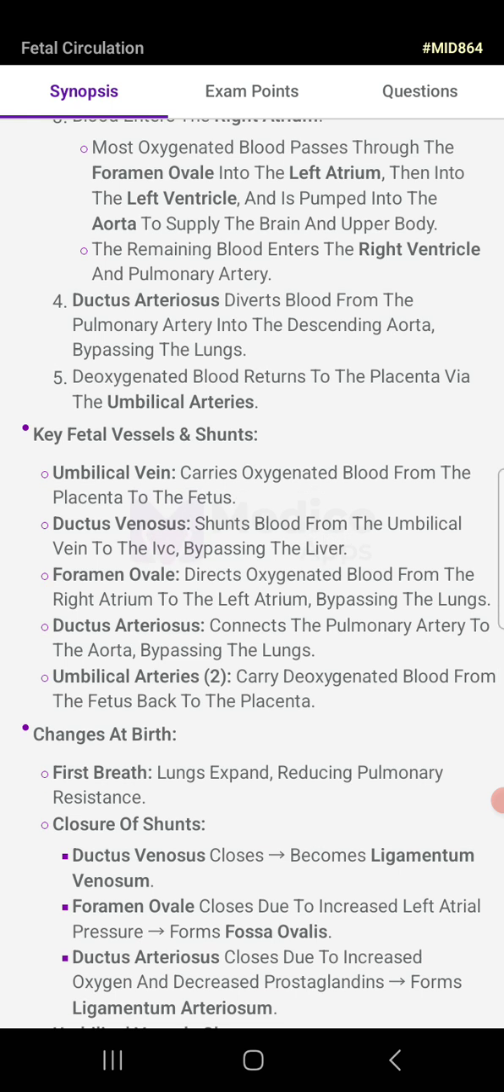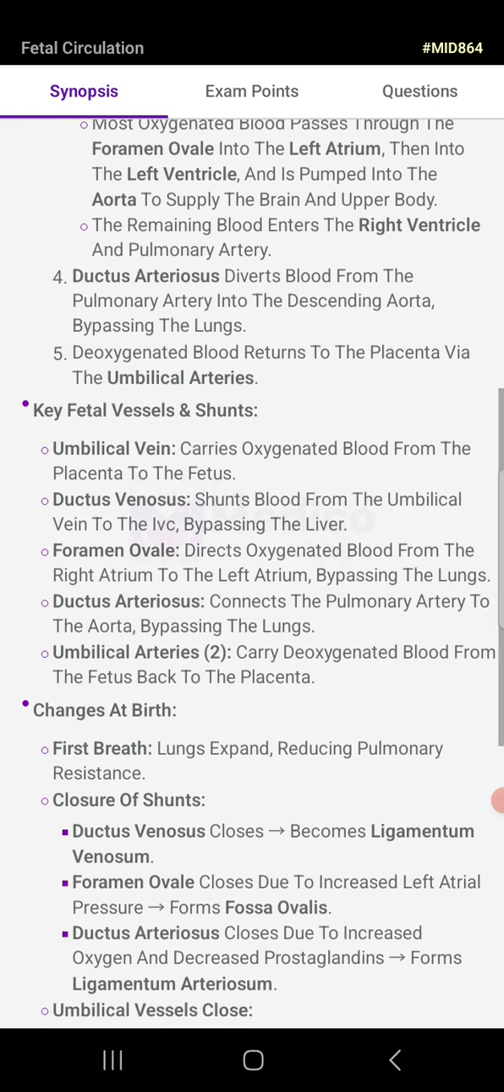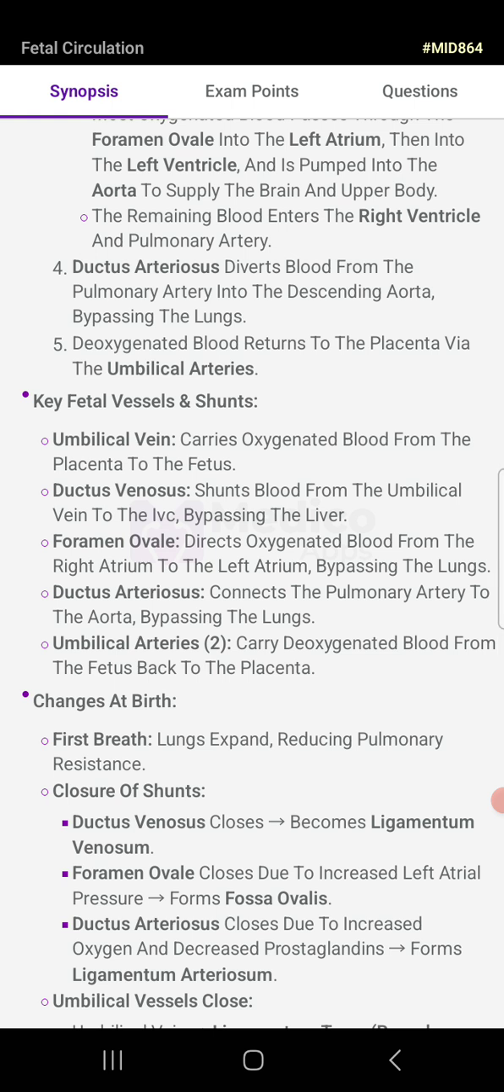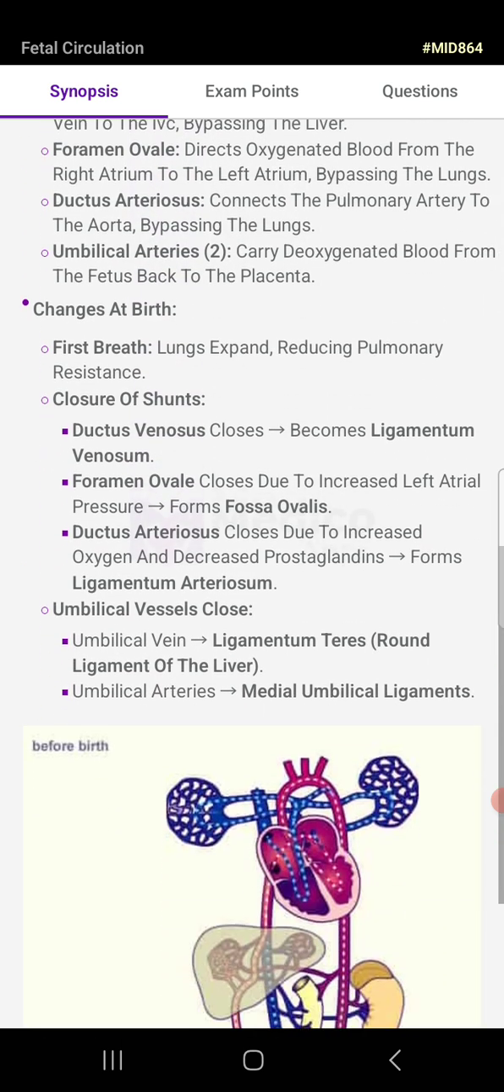Umbilical vein carries oxygenated blood from the placenta to the fetus. Ductus venosus shunts the blood from the umbilical vein to the IVC, bypassing the liver. Foramen ovale directs oxygenated blood from the right atrium to the left atrium, bypassing the lungs. Ductus arteriosus connects the pulmonary artery to the aorta, bypassing the lungs. Umbilical artery carries the deoxygenated blood from the fetus back to the placenta.